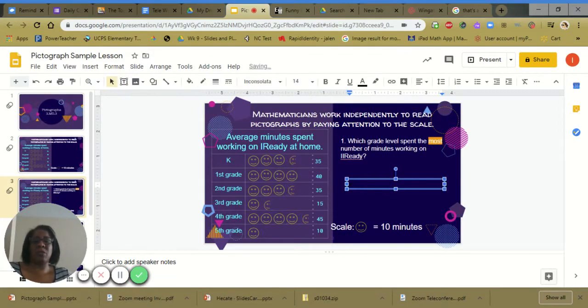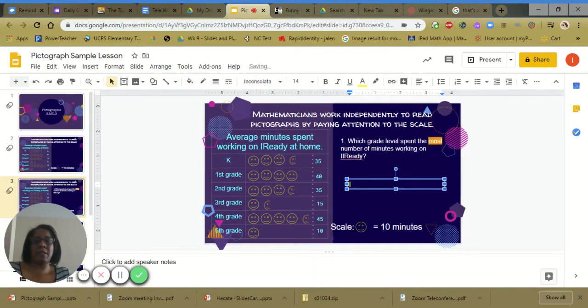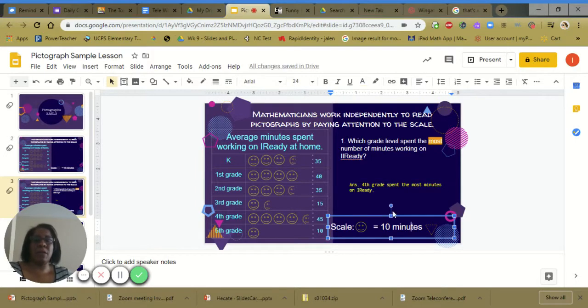So the question was, which grade level spent the most minutes on iReady? And it's on black, so you can't see. Let's make it yellow. Our answer is fourth grade spent the most minutes on iReady. Awesome. So there you have it.